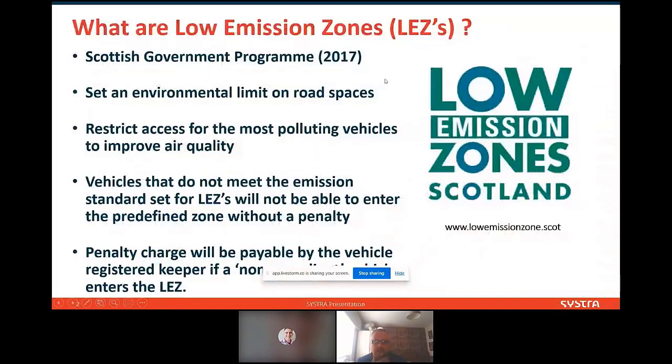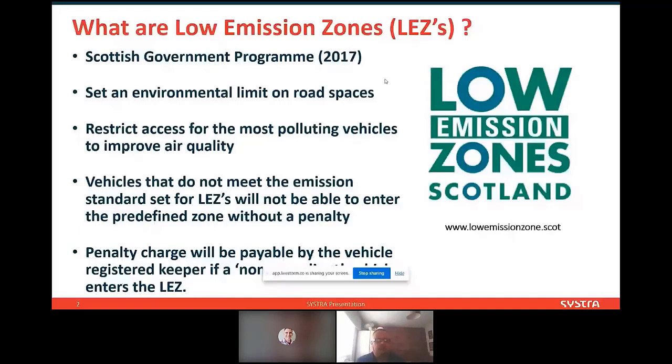So just to start at the outset, a very broad overview of what are low emission zones, or I'll refer to them as LEZs for short. They are a Scottish Government programme. It came in 2017, and very similar to clean air zones that are in place in England. It's essentially the same scheme with a different name.